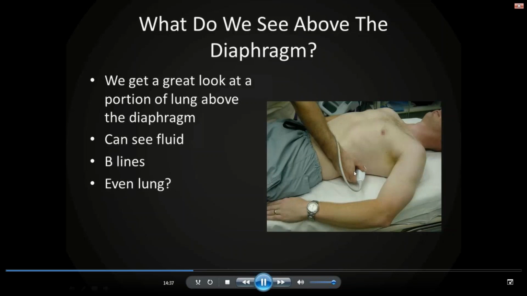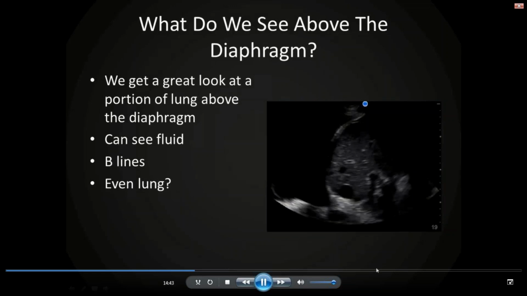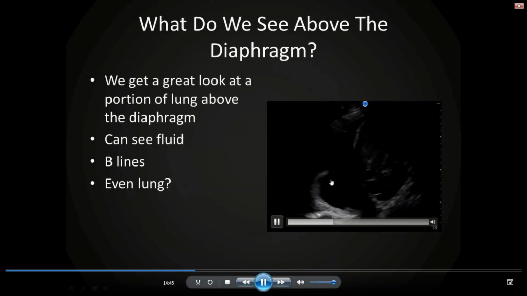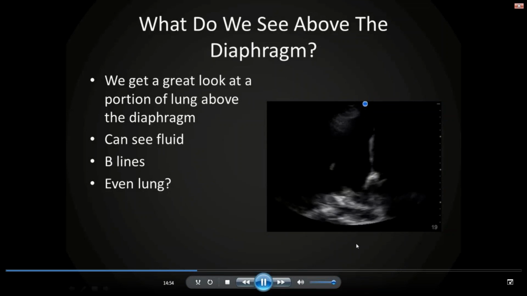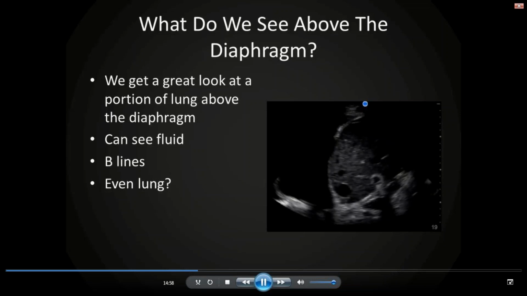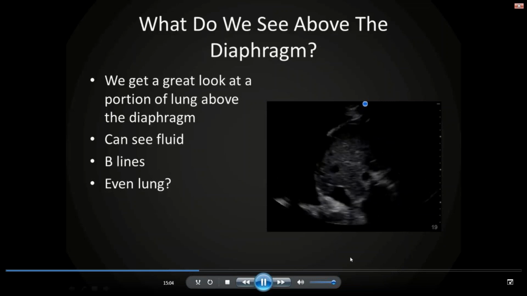When we look above the diaphragm, we can see fluid, we can see B lines, sometimes we can even see the lung itself. In this case, we see something that's very dark. And from our basic ultrasound physics, we know that anechoic regions like this should mean fluid, even though we can't tell what type of fluid. And we do see something familiar in this image, which is the liver and diaphragm, and above it, dark space. So that means fluid. And that's very important to note.